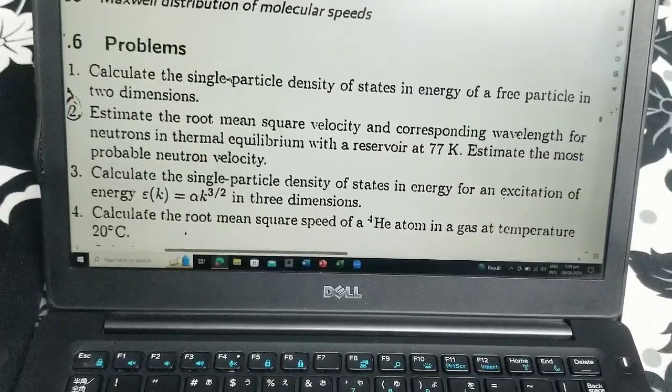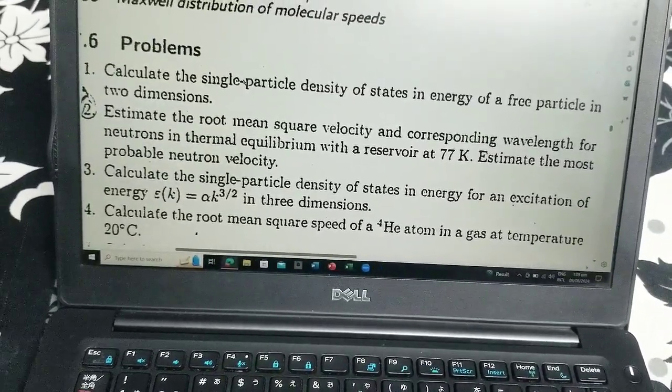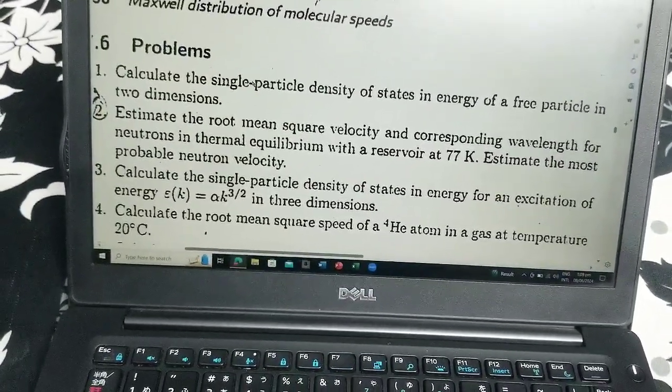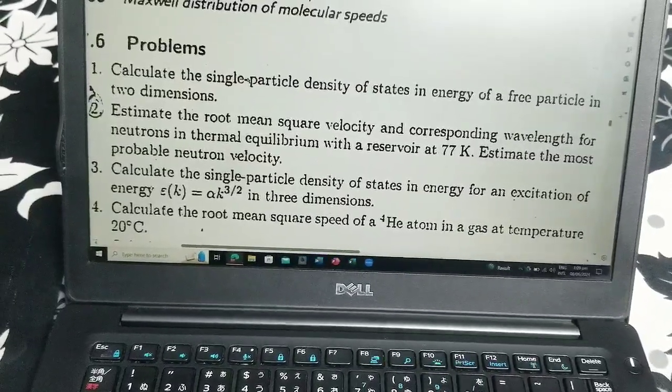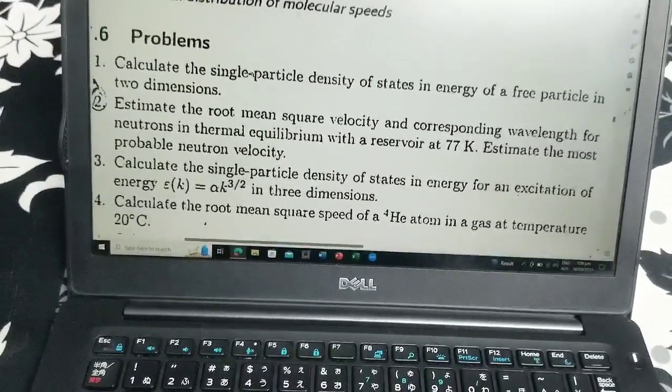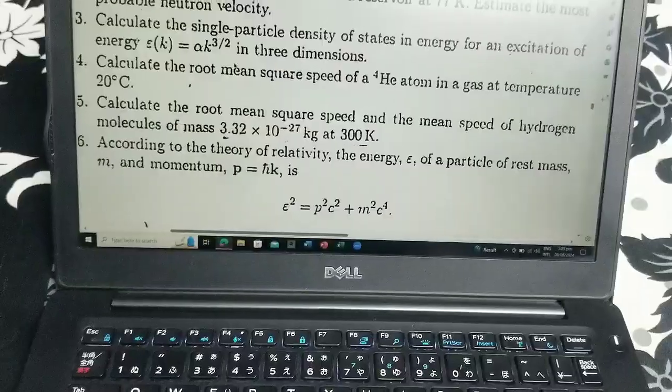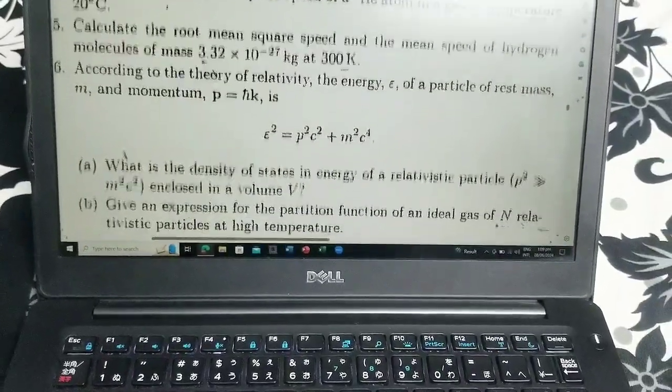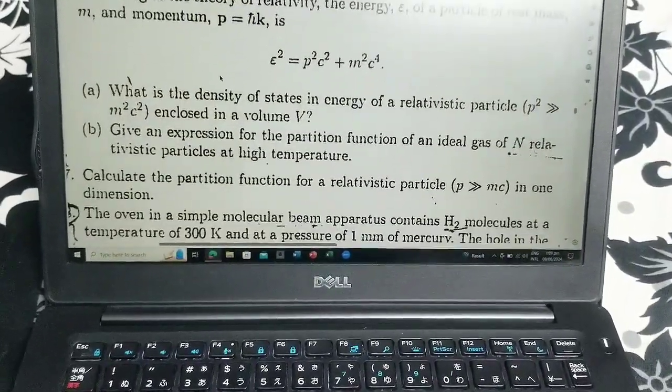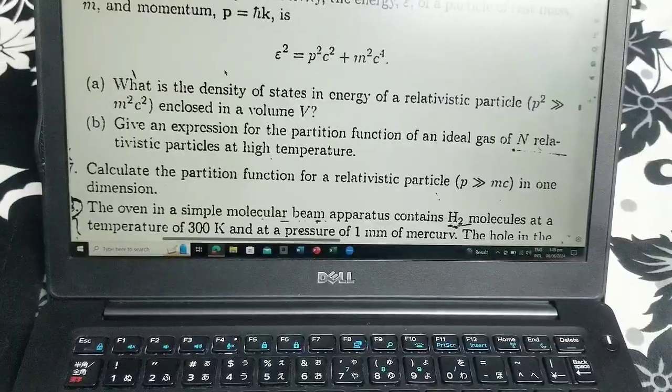So I will upload them one by one and next to each other so that it makes sense, because all of them are closely related. In this video we are going to solve problem 7. Let's see the problem statement, and we have this problem statement here.